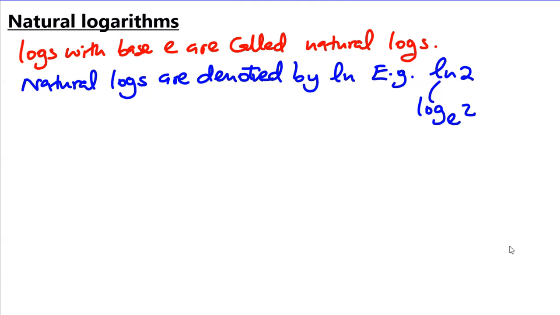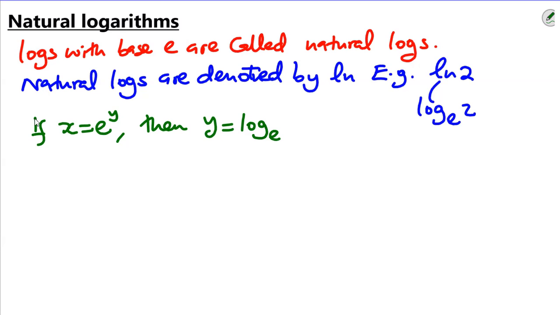There are a few things that I want to discuss here about natural logarithms. In fact, there's an important relationship that I want us to look at. Now, if x is equal to e to power y, remember this is in exponential form. Suppose I want to convert this to logarithmic form, I will end up with y is equal to log to base e of x, because the base is e and the power here is y. Well, this can be written as ln of x.